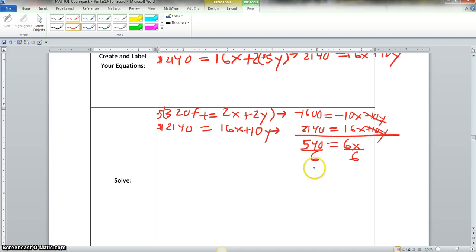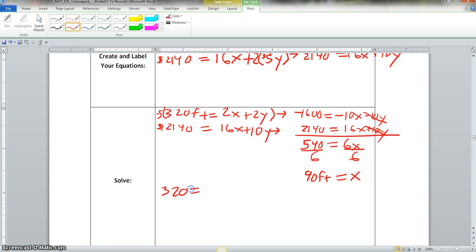Now we divide each side by 6. And 540 divided by 6 is 90. And we'll put the 90 feet with it. So 90 feet is equal to x. Now we have to remember this. We need to find y now. So now that we have 90 for x, we need to find y. We could take either one of the equations. I'm going to take the original top equation since it deals with smaller numbers.